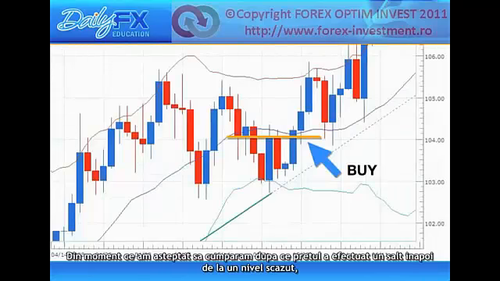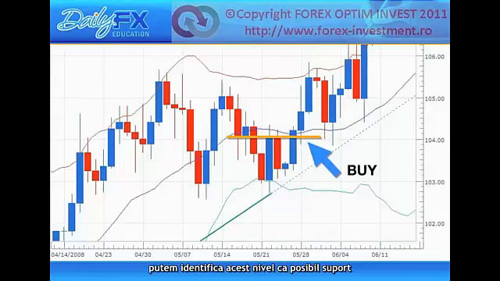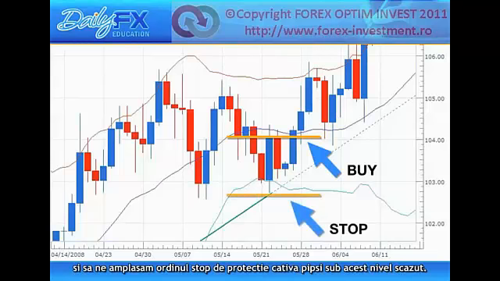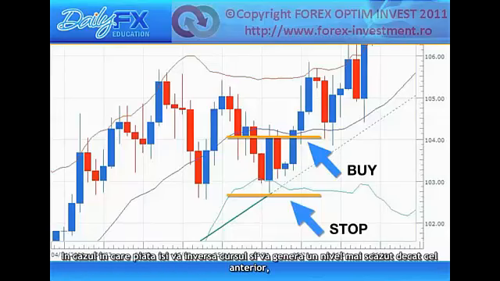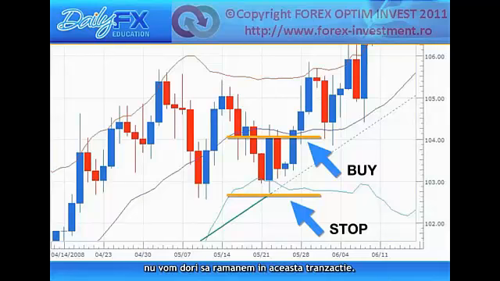Since we waited to buy after a bounce back off of a low, we can identify that low as possible support and can place our protective stop a few pips below the low. If the market reverses back to the downside and prints another low, we won't want to stay in the trade, and our protective stop placed below the low will help us in this regard.